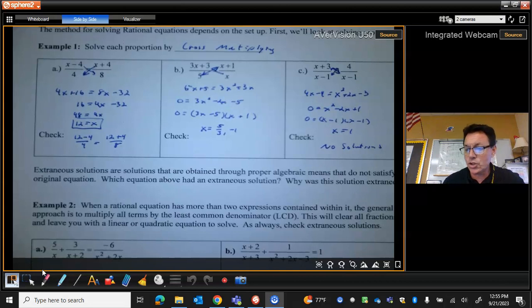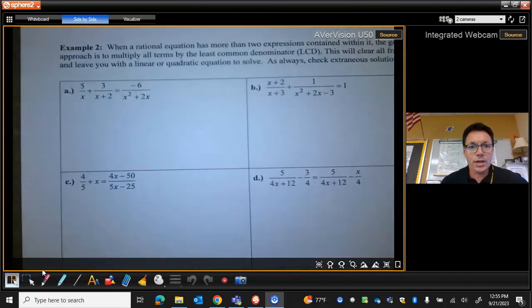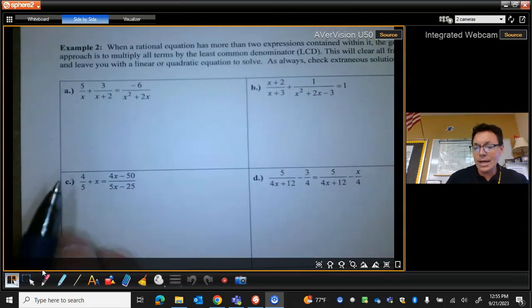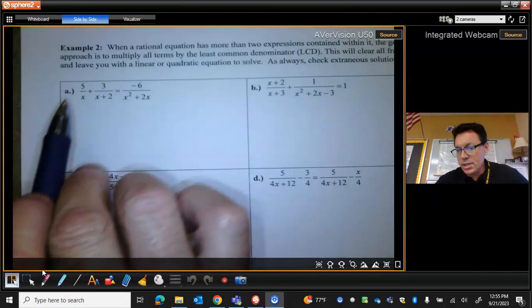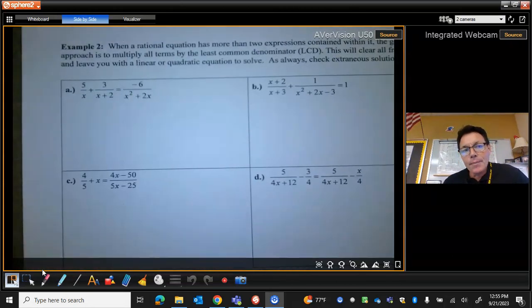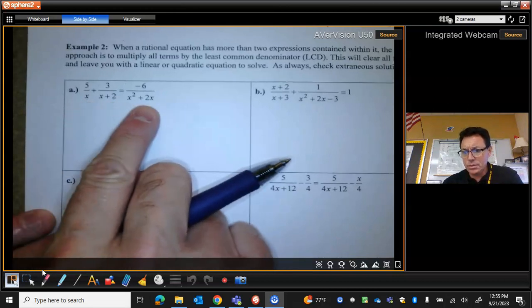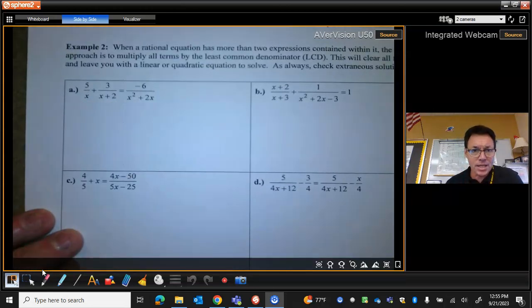Okay? So that's an extraneous solution. Now, the bottom, this is where it gets more interesting, because these examples are not proportions. This is a fraction plus a fraction equals another fraction. And how we're going to solve this is similar to when we were adding and subtracting. We're going to look at our denominators, and we're going to think about what our common denominator would be.